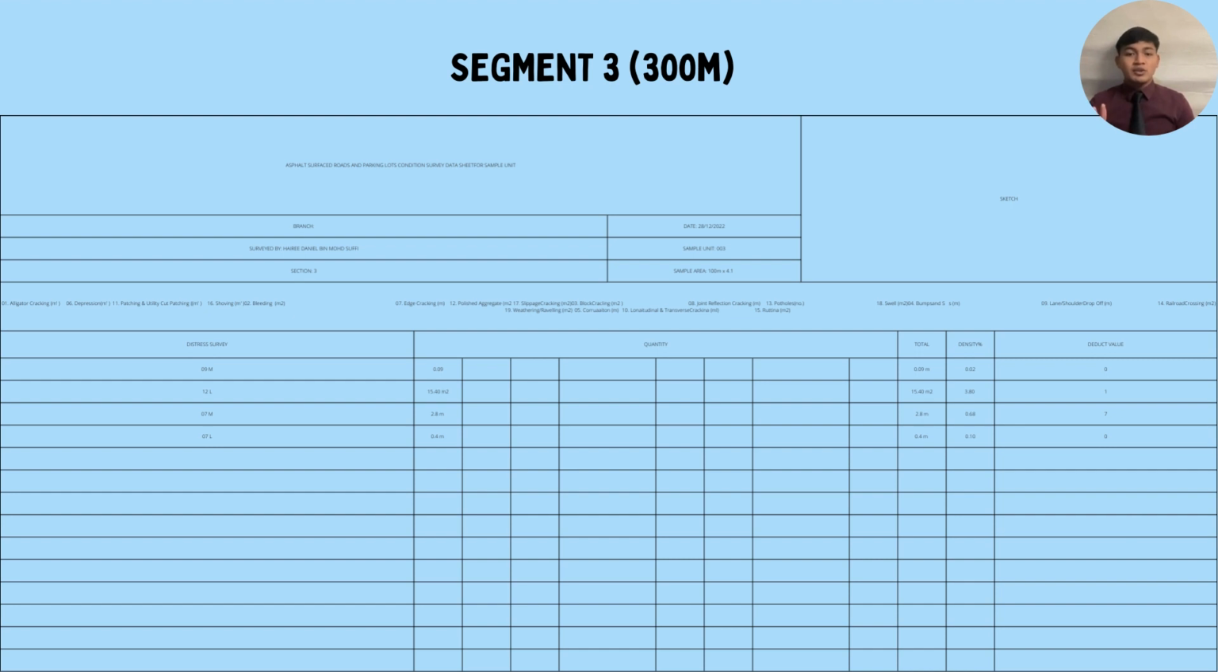Next, there are 2 similar damages but on different sides, namely edge cracking. One of them is at a moderate level while the other is high. Lastly, polished aggregate is the type of damage found on this road, and this damage is at a low level.